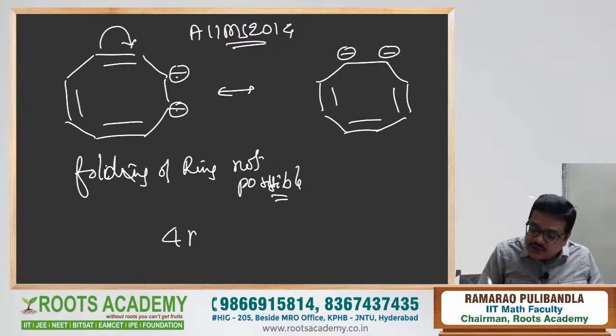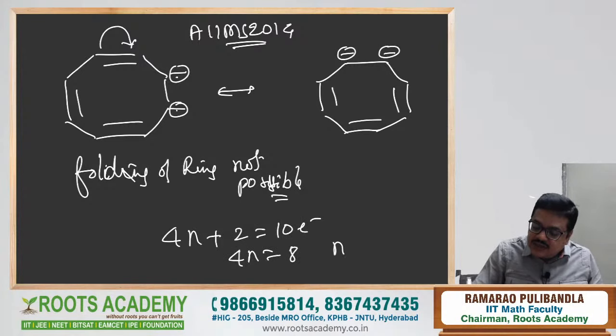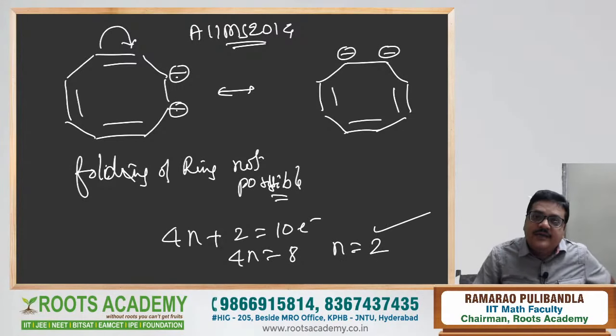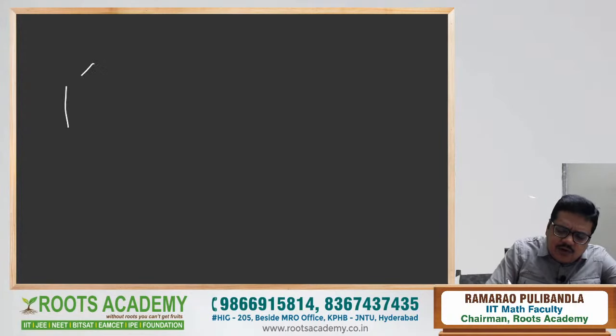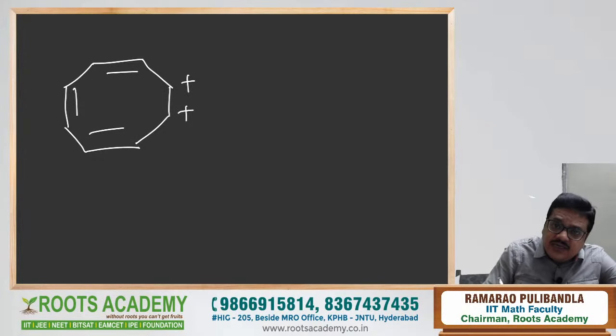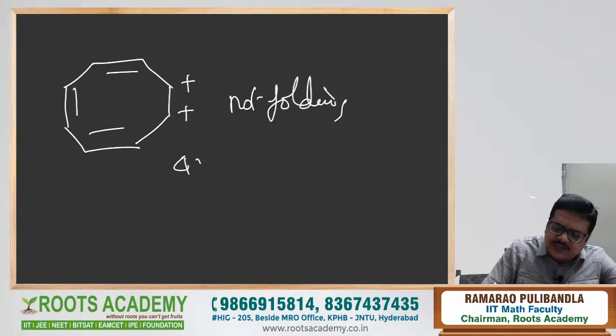Therefore 4n plus 2 equal to 10 electrons, 4n is equal to 8, n is equal to 2. Aromatic. Understood? All of you. Next, another one. If you consider a compound like this, positive, it is also continuously not folding. The ring is not folding. So 4n plus 2 equal to 6, n is equal to 1. Aromatic.